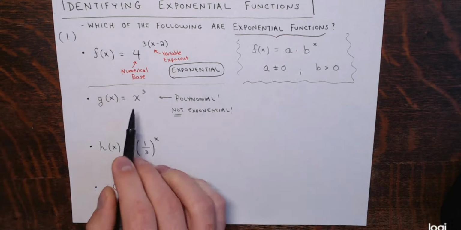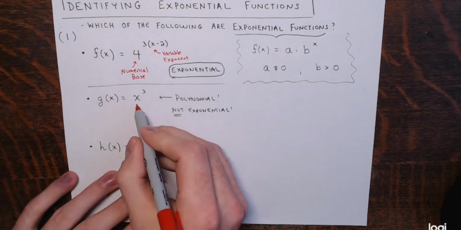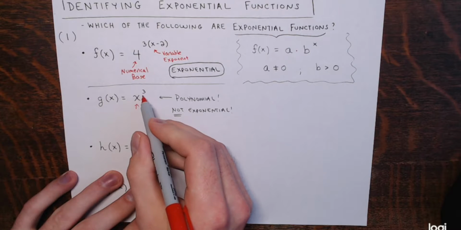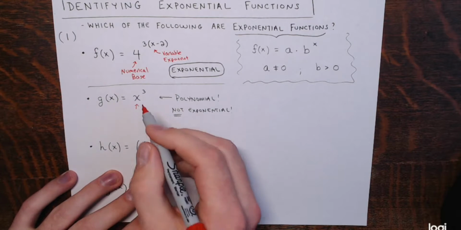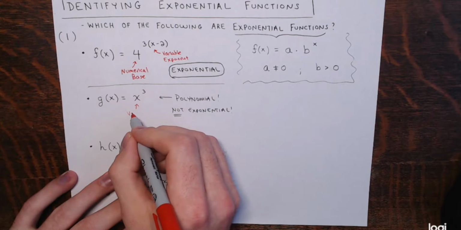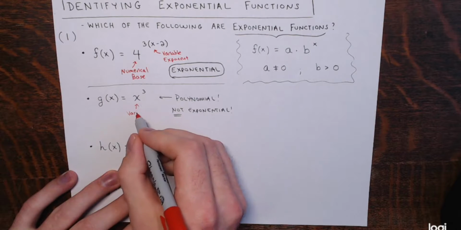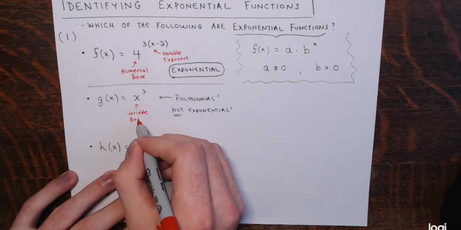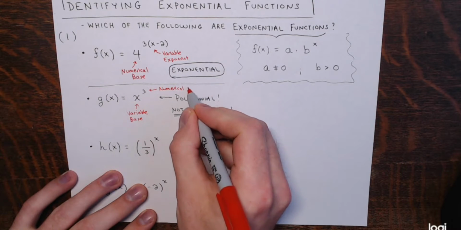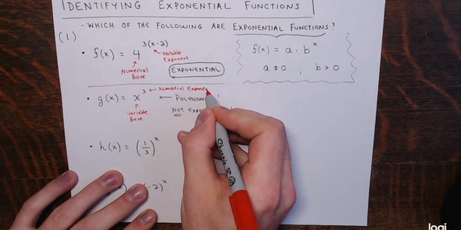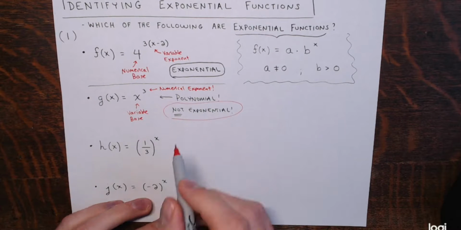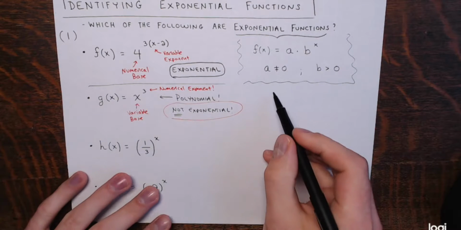And again, very easy to tell. This is different. A polynomial, or a power function, is different than an exponential function. In an exponential function, you have a numerical base and a variable exponent, whereas in a power function or a polynomial here, you have a variable base and a numerical exponent. Right? It's the other way around. So that can't be written in this way. So not exponential.